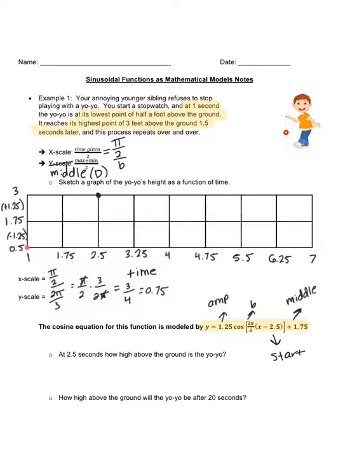It also says that it's at its highest point, 3 feet above the ground, 1.5 seconds later. If my starting time is 1 second and I add 1.5 to that, it gives me 2.5, which is the time interval that I'm sitting at, and it's at its highest point. So that makes sense as well.